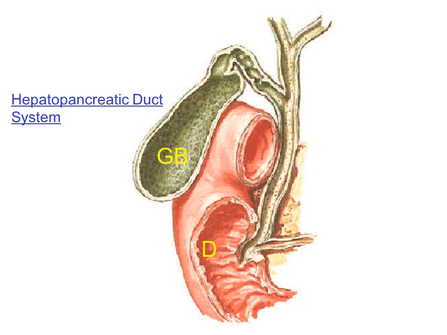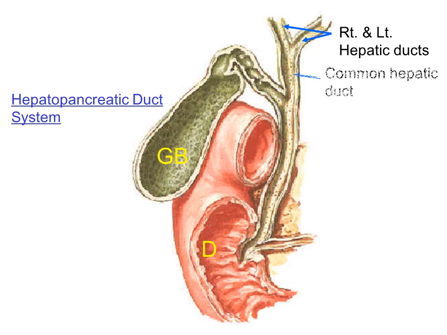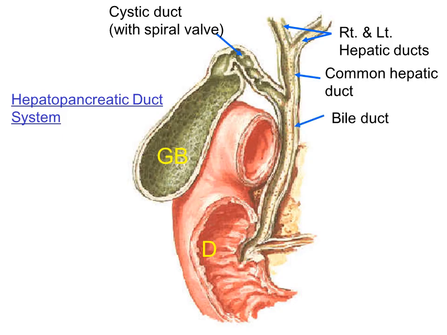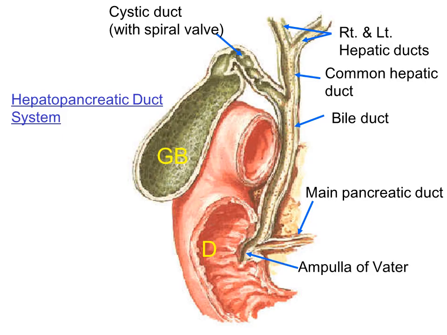This is the hepatopancreatic duct system. Here we have right and left hepatic ducts forming the common hepatic duct, and then joined by the cystic duct to form the common bile duct. Common bile duct itself is joined by the pancreatic duct to form the ampulla of Vater, which opens into the major duodenal papilla, guarded by the sphincter of Oddi in the second part of the duodenum.